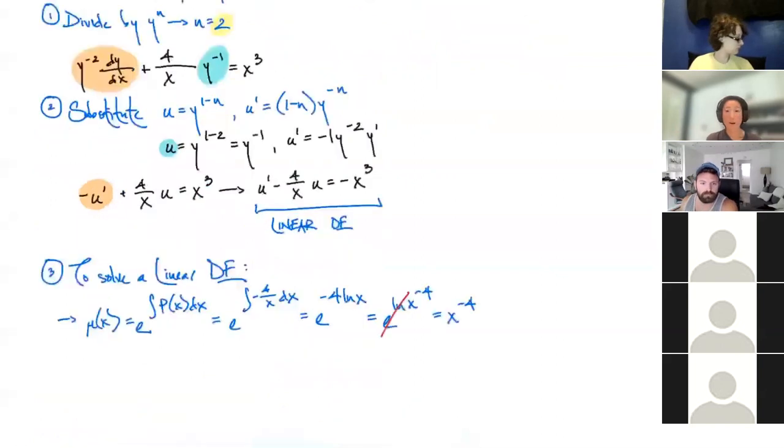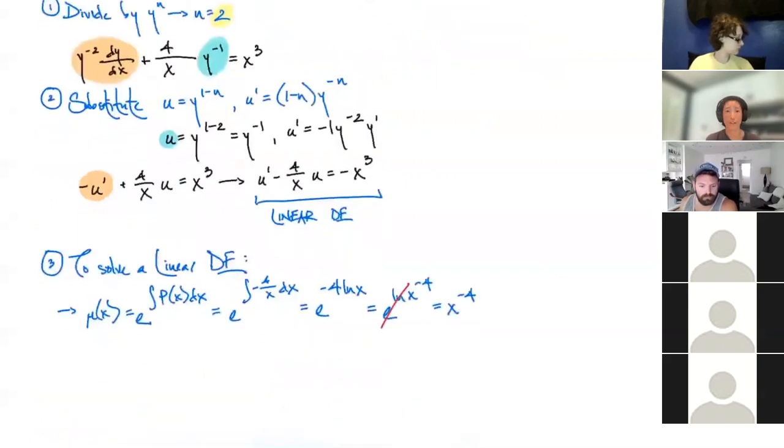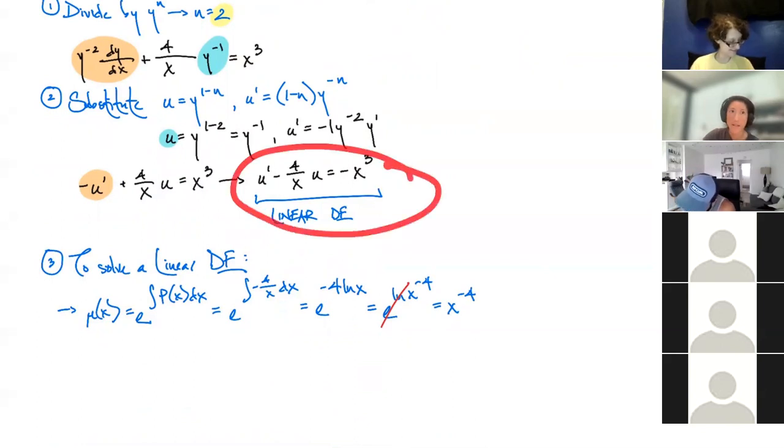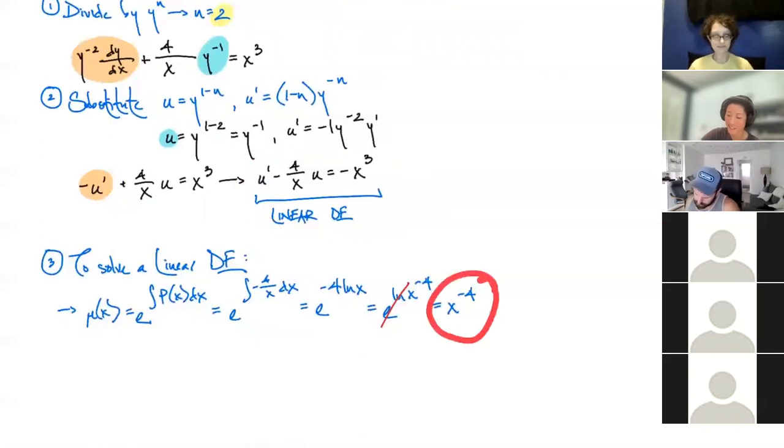All right. Now, one name for mu is the integrating factor. The other name is sort of a multiplying factor, right? So we're going to multiply through by our mu. So we're going to go to this linear differential equation that has u and x's. We're going to multiply by x to the negative 4.